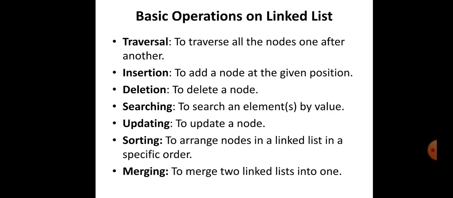Searching. Searching is an operation performed in linked list to find a particular element or element by value. Updating, to update a node in a linked list. Sorting, to arrange all the nodes in a linked list in a specific order. Merging. Merging process means to merge two linked lists into one single linked list.